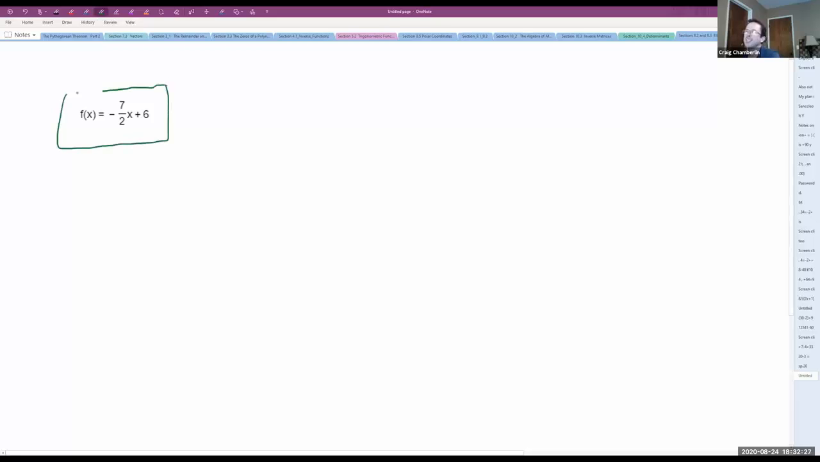The first thing you need to know, this is function notation, and it's explained in the videos. Don't worry about that. But just for right now, replace it with y, and then it might be a more familiar problem. So you can think of this as y = -7/2 x + 6. And you were asked to find the slope and the y-intercept.